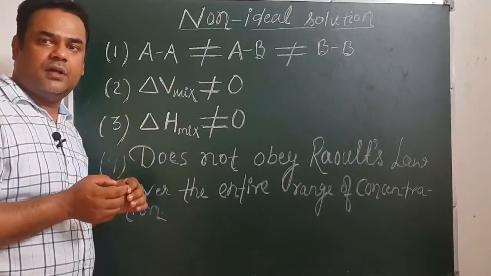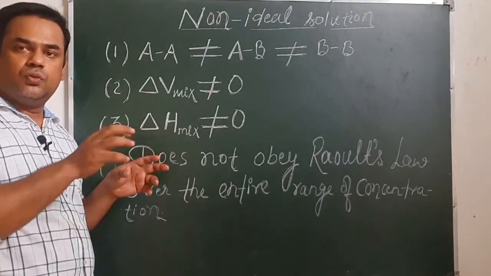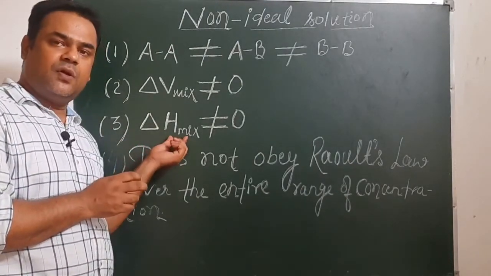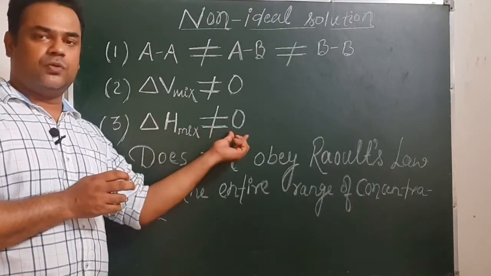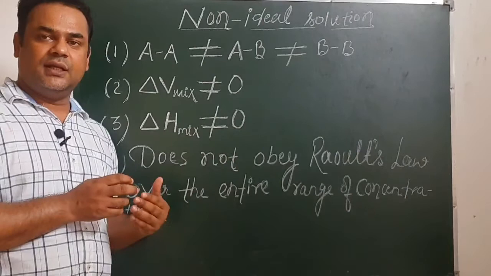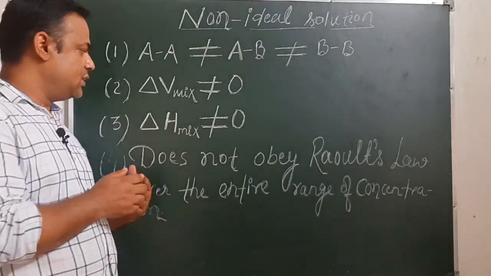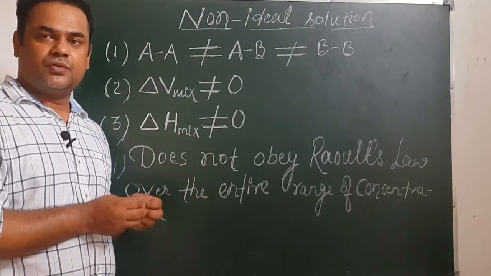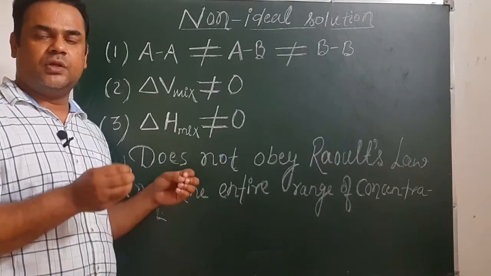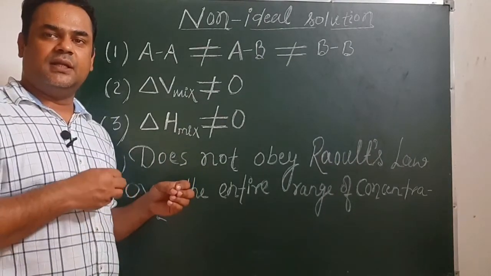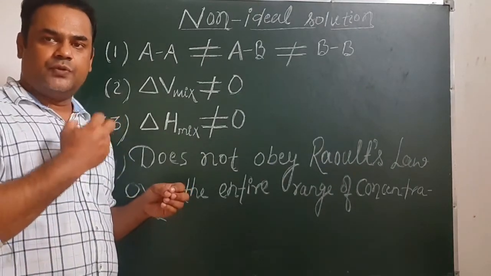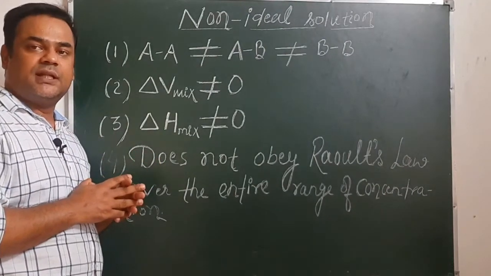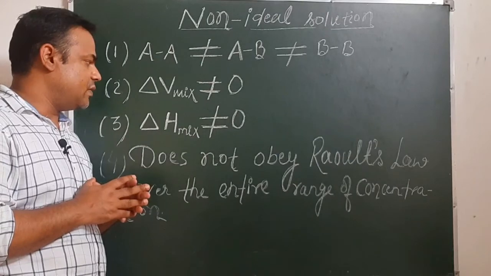Enthalpy of mixing. Whenever we mix two components of a solution, solute and solvent, if the enthalpy of mixing is not equal to 0, it means either heat is released or heat is absorbed. In the case of an ideal solution, the enthalpy of mixing was 0, meaning that when we mix solute and solvent, there is neither release nor absorption of heat energy. Then we say that the solution is ideal, or that the enthalpy of mixing is 0.